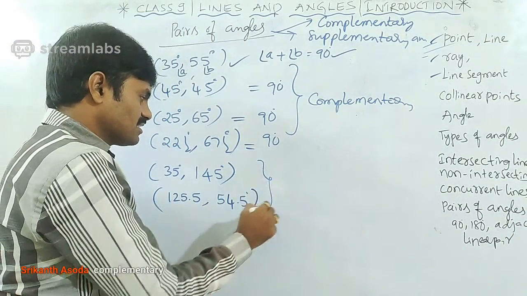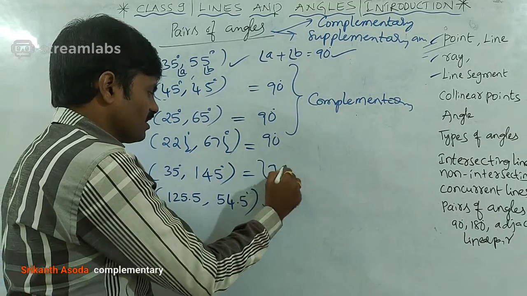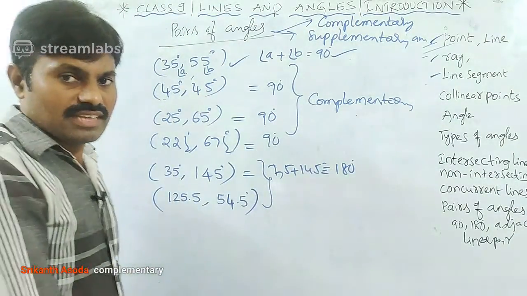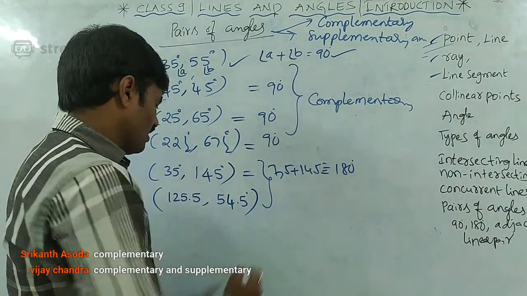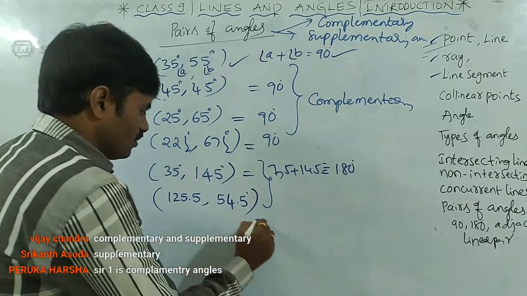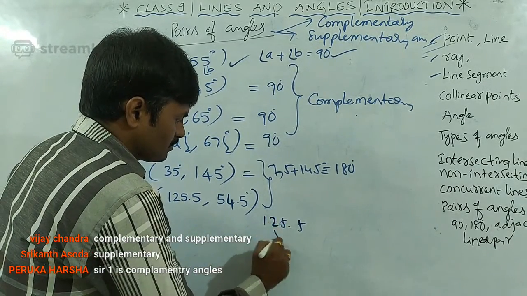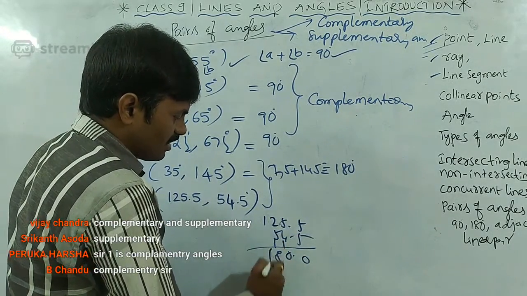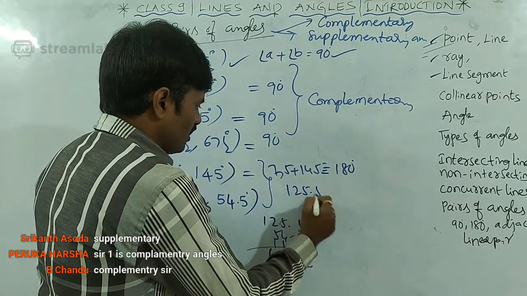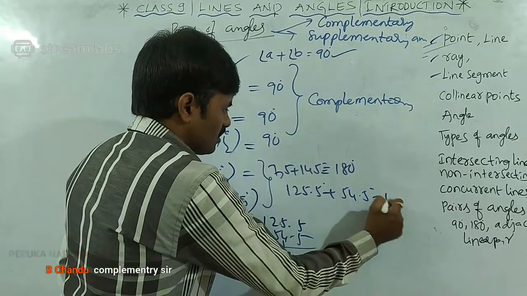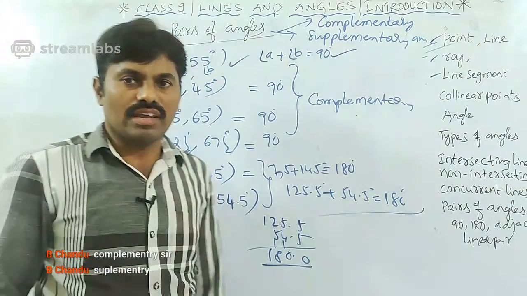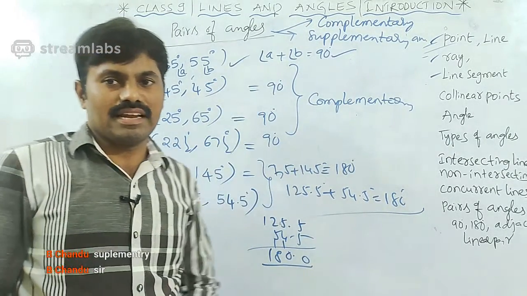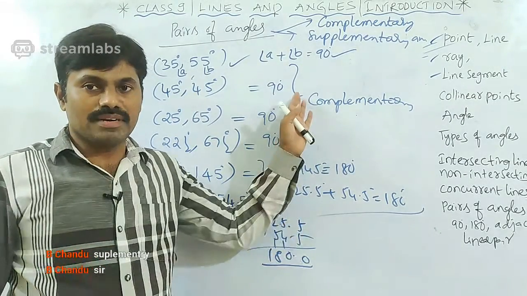Now what about these angles? Their sum is how much? 180 degrees. 35 plus 145 gives us 180 degrees. Then we call these supplementary angles. Yes, 125 and a half plus 54 and a half is equal to 180 degrees. Clear? So this is about complementary angles and supplementary angles.